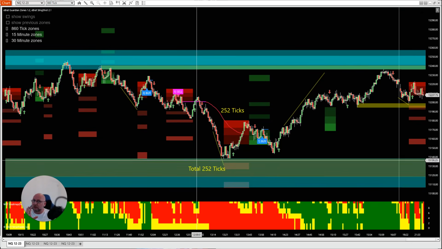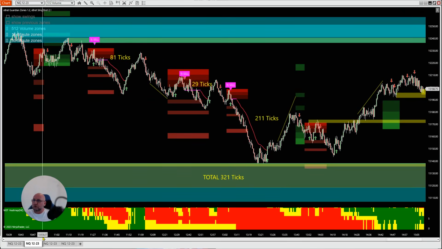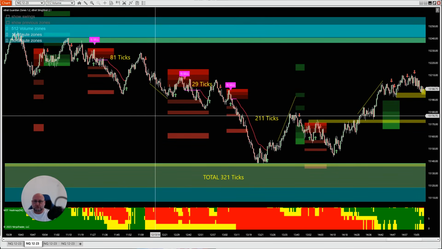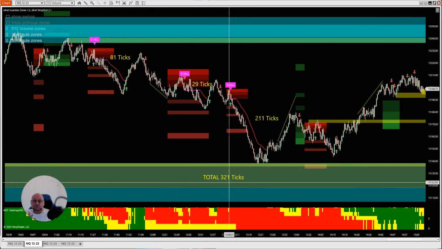But let's go a little further now. Let's go on to a volume chart. So a volume chart is probably smoother. You've got to get the right settings. So I know that 512 volume is a really good setting because lots of our SlingShot users actually use that setting for the SlingShot. This gives us more trading opportunities. As you can see, a total of 321 ticks here. So we've gone from a $3,000 trading day to a $4,000 trading day.